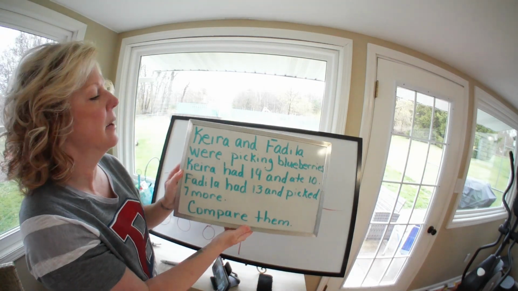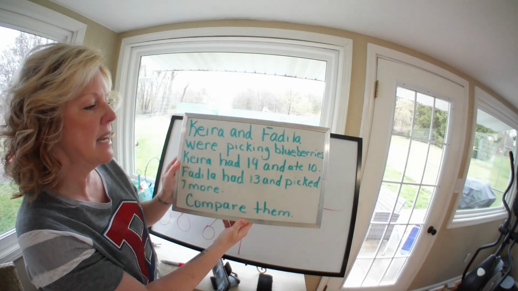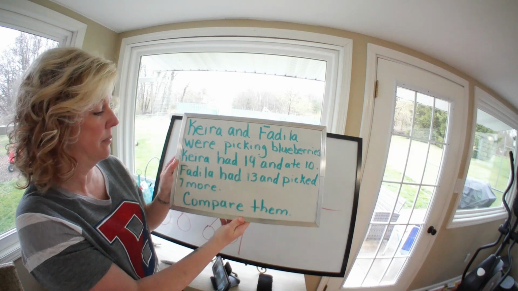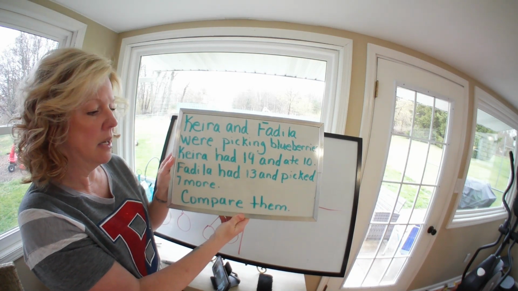Here's our problem for today. Kira and Fadila were picking blueberries. Kira had 19 and ate 10. Fadila had 13 and picked 7 more. Compare them.